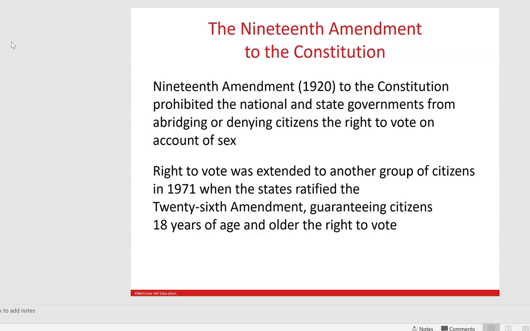Finally, in 1920, the 19th Amendment was passed and women gained the right to vote. The 26th Amendment changed the voting age to 18 or older.